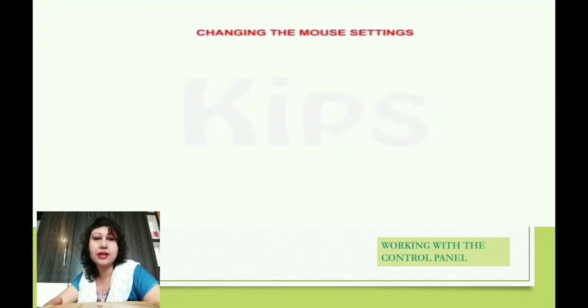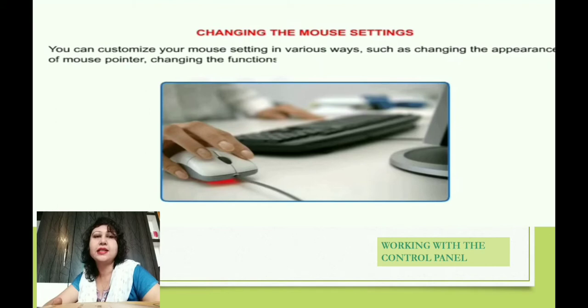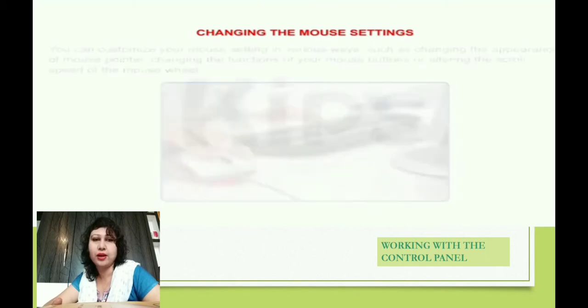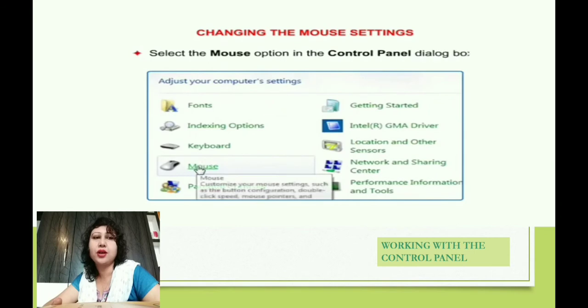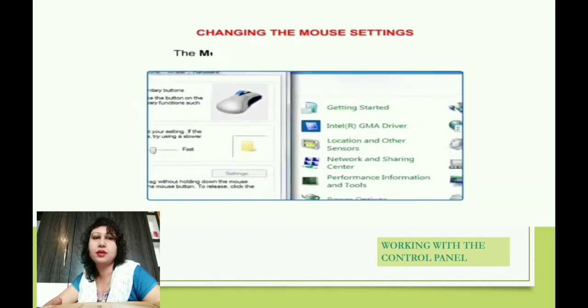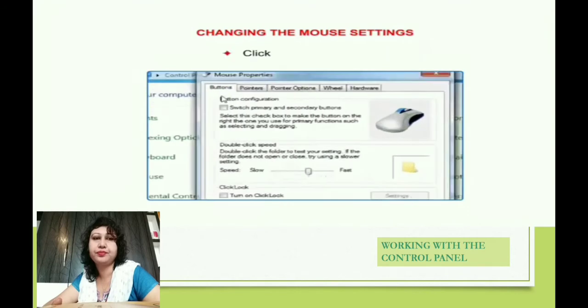Now, how to change the mouse settings. We can customize our mouse settings in various ways, such as changing the appearance of the mouse pointer, changing the function of our mouse buttons, or altering the scroll speed of the mouse wheel. For that we have to select the Mouse option in the Control Panel dialog box. The Mouse Properties dialog box will appear on the screen.